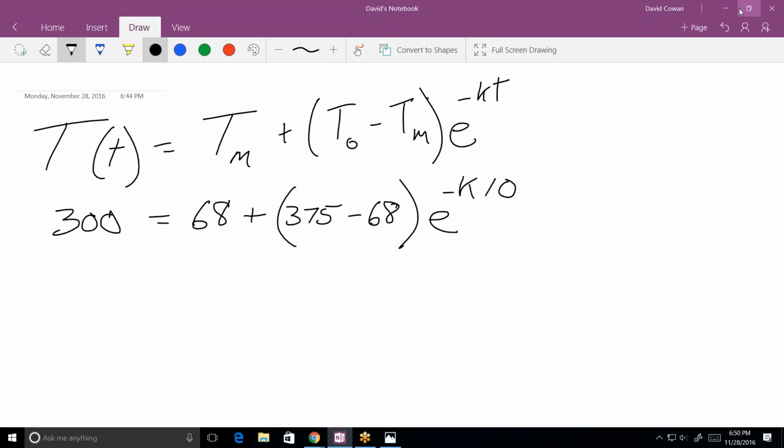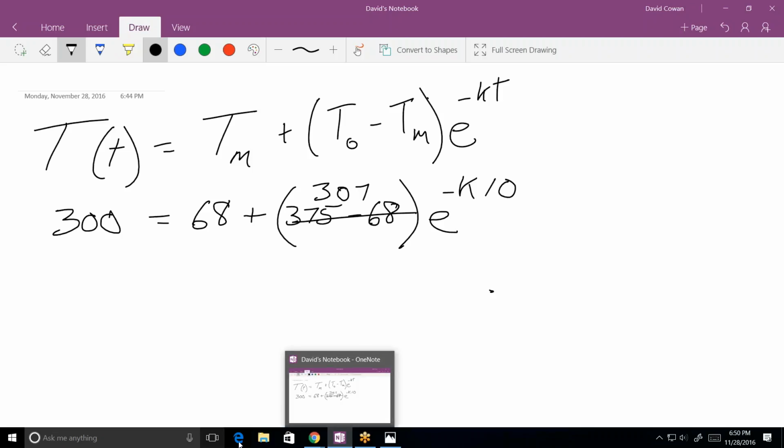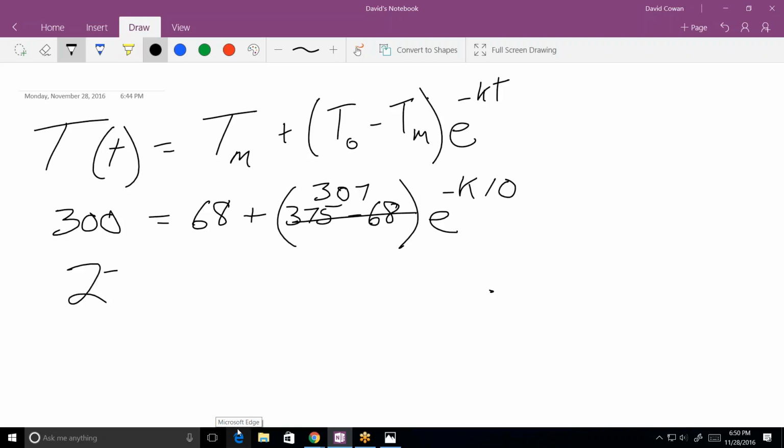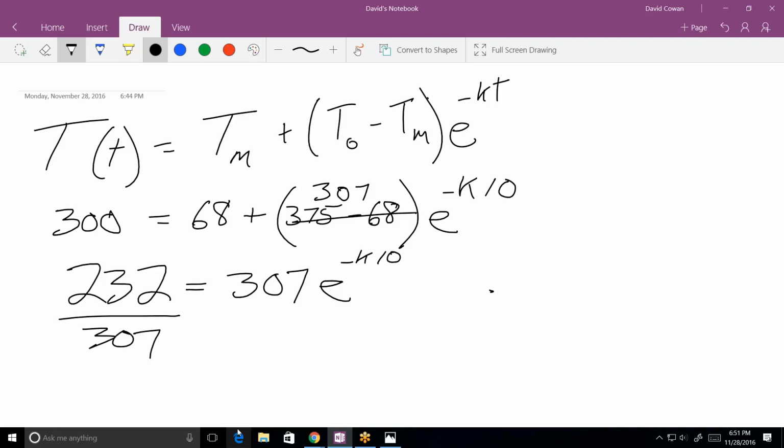Now, let's simplify this a little bit. We can certainly do that math. That's 307. So how do I solve this? I'll let you help me. Subtract 68 from both sides, and you get 232 equals 307 times e to the negative k times 10. And then divide both sides by 307, and you said keep it as a fraction, correct? Yeah. Okay, so it's just 232 over 307.